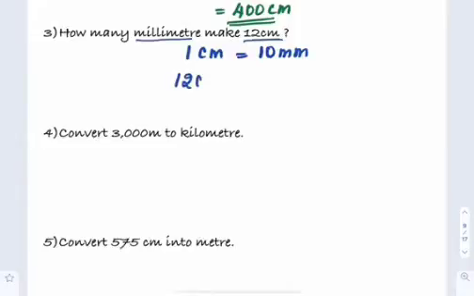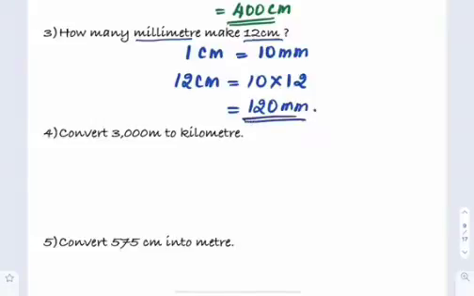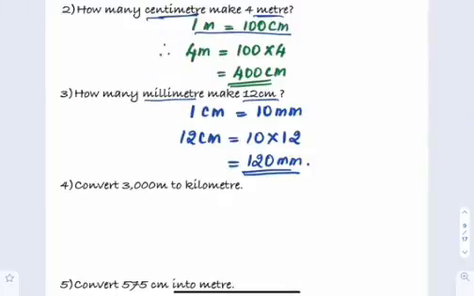So for 12 centimeters, what is the answer? 10 into 12, that gives you 120 millimeters. I hope all of you got it, children. Now for the next problem, convert 3000 meters to kilometers. When we are trying to convert smaller units of length into greater units of length, we divide. Before that, we will have a scale which relates both meter and kilometer.